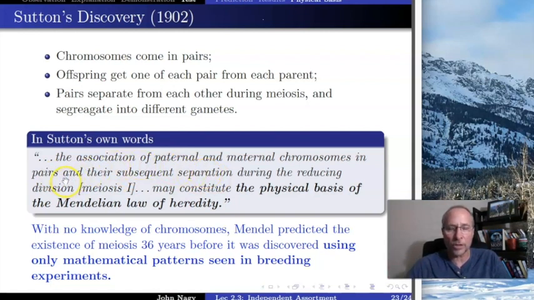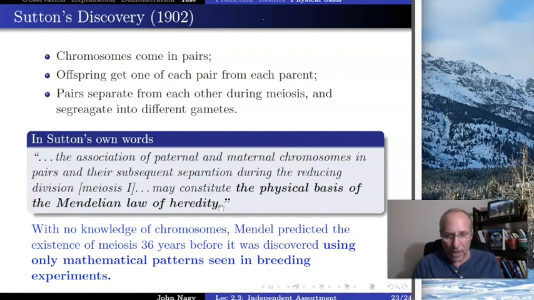During the reduction division, now that's what he called meiosis 1, which we studied in laboratory, is where the chromosomes separate and the cells go from diploid to haploid. That observation may constitute the physical basis of Mendelian law of heredity. Meaning his chromosomes are acting like Mendel's particles. They're acting just like Mendel's particles. And they're particles themselves. So this is what's absolutely astonishing.